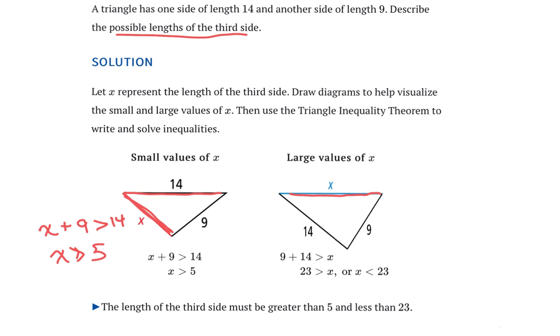Or if X is the longest side, then the sum of the two smaller sides, 9 plus 14, would have to be bigger than X. So X would have to be less than 23. So the possible sizes for that third side would have to be between 5 and 23. And we remember how we write that compound inequality. 5 is less than X is less than 23. And notice again, I didn't use less than or equal to. It has to be less than or greater than. It can't be equal to, otherwise we wouldn't have a triangle.